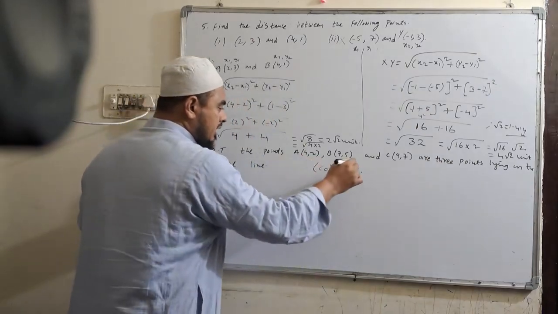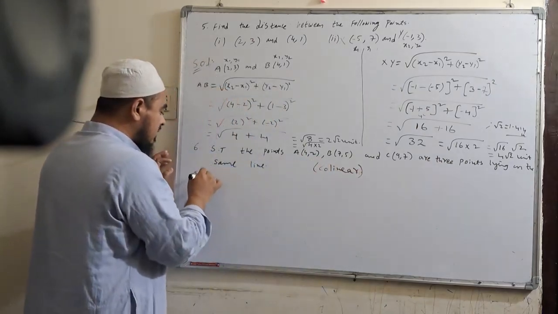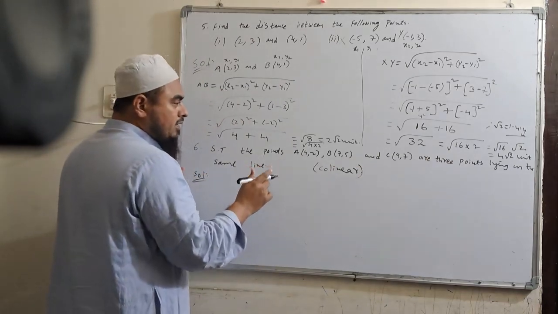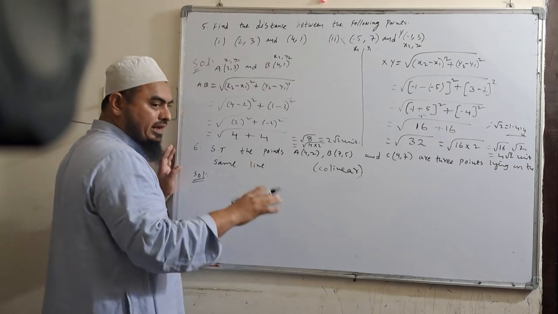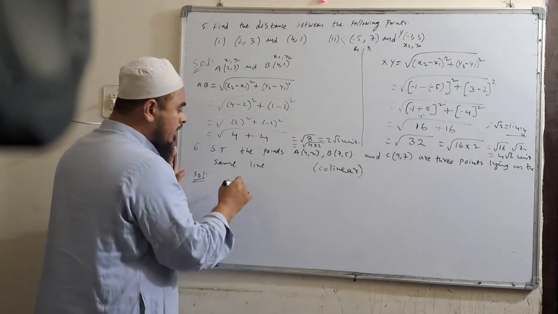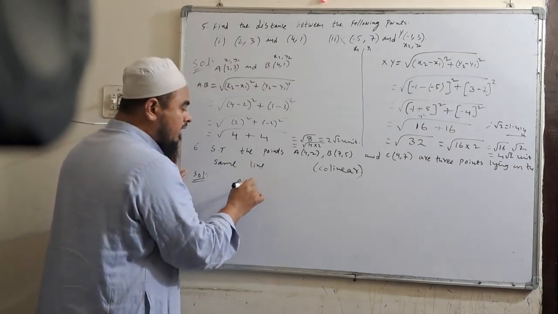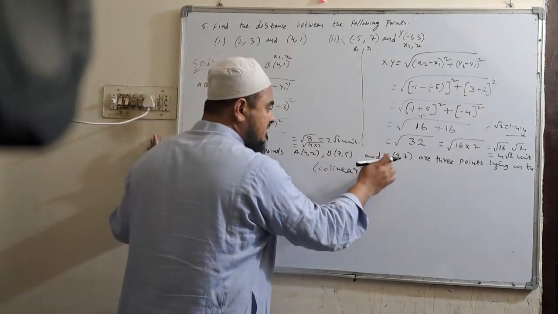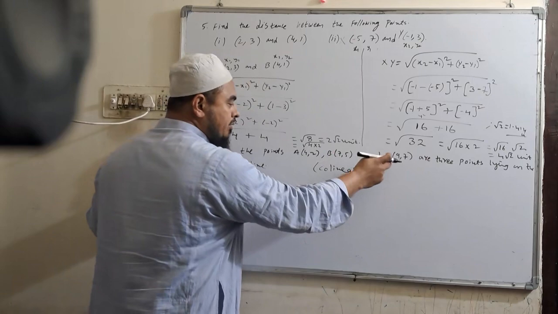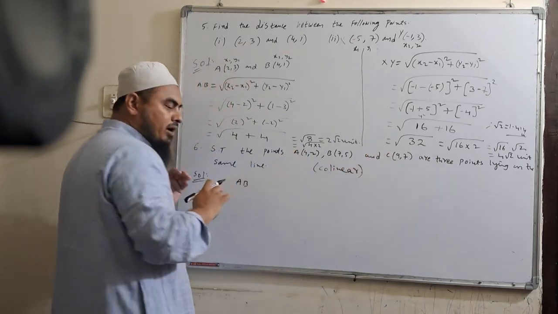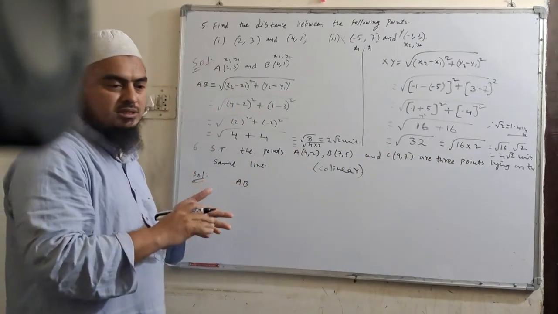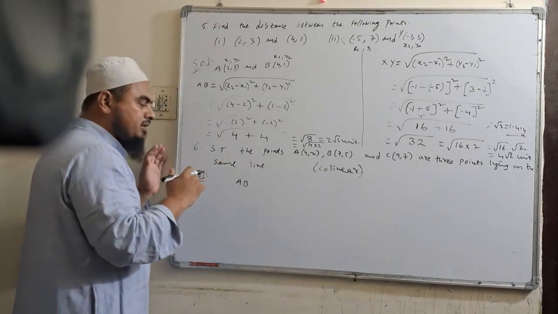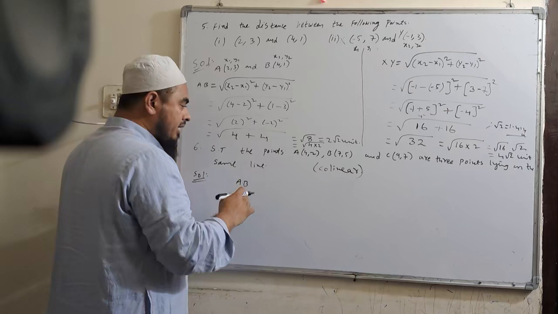They can also ask to show that the 3 points are collinear. So how to show that all the 3 points are lying on the same line? You have to find the distance between A, B first. Then you have to find the distance between B, C. Then you have to find the distance between C, A. Then you observe the distances AB, BC, CA. Then you can identify whether all the points lie on the same line or not.